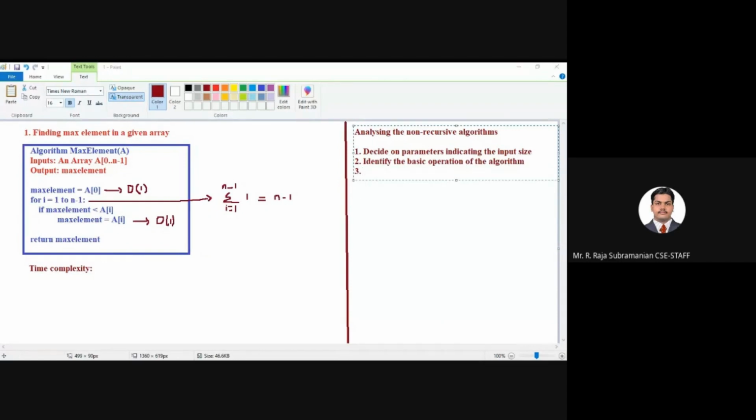Identify the basic operation of the algorithm, which is comparison. Next, if we identified the basic operation, we need to check how many times the basic operation is executed. Next, sum up the number of times and return it as the time complexity. So we need to sum up everything and return it as the time complexity of the given algorithm. To sum up, we can use standard formulas. We saw some formulas, and using those formulas, we can do it.